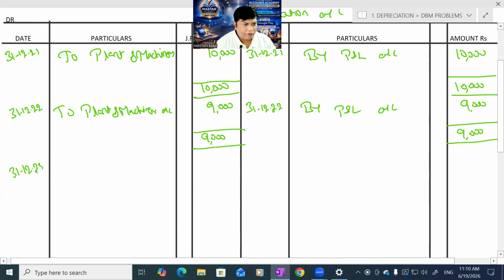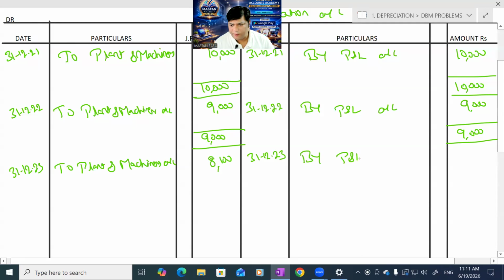So on 31/12/2023 to plant and machinery account, 8,100. And 31st December 23, just transfer to the profit and loss account, by profit and loss account 8,100. Just close the account. 8,100, 8,100. So we have successfully prepared the depreciation account. That's the main answer. They asked to prepare the depreciation account, so we did it.